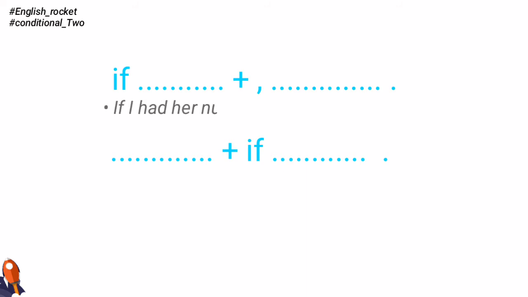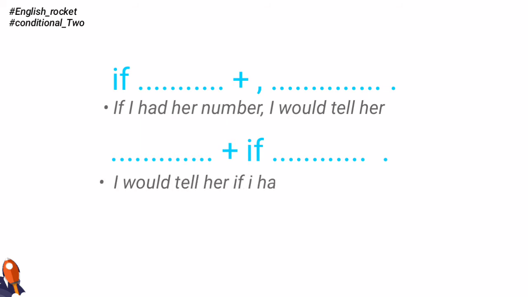For example, if I had her number, I would tell her. I would tell her if I had her number. As you see in the first example, you can start by the if clause, then the main clause. But you need to put the comma before adding the main clause. But in the second example, you can start your sentence by the main clause, then the if clause, without adding any comma, and the sentence becomes, I would tell her if I had her number.